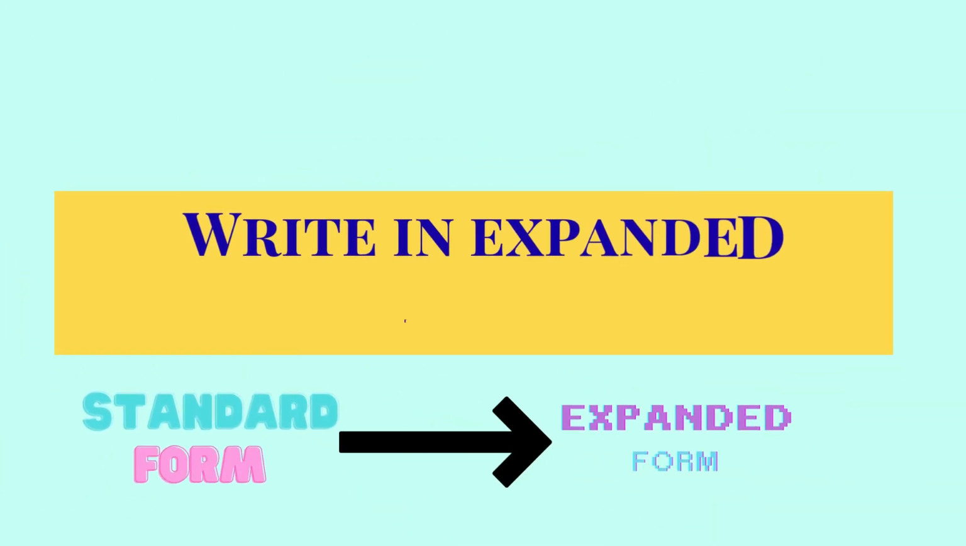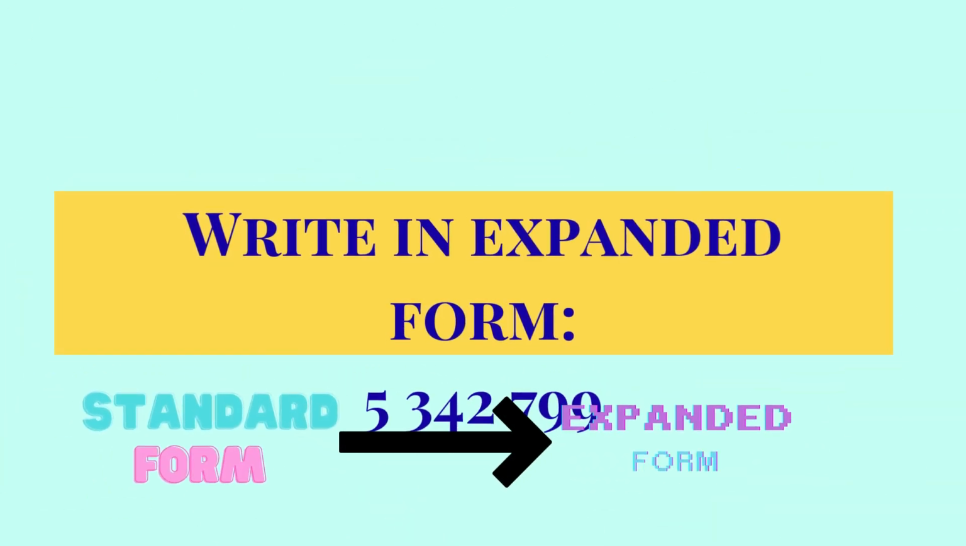Next, we're going to try the opposite. Write this number in expanded form. I have given you the standard form, which is 5,342,799. Here are some helpful hints.